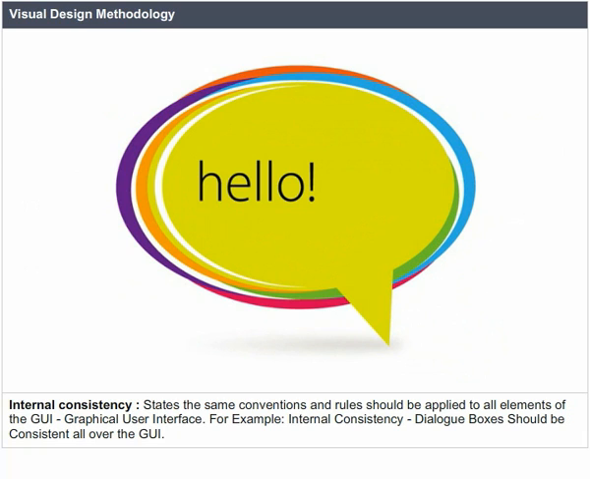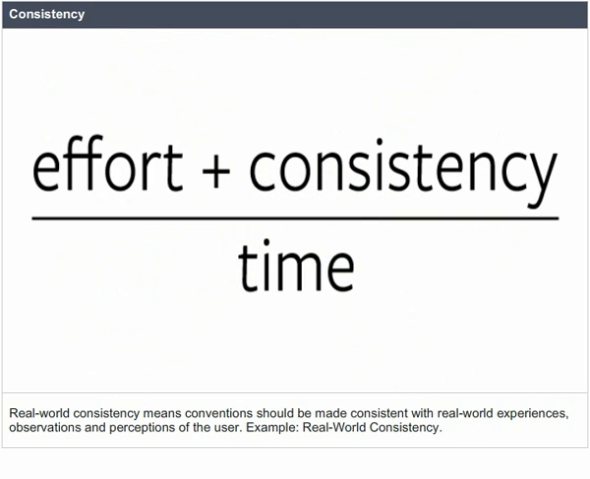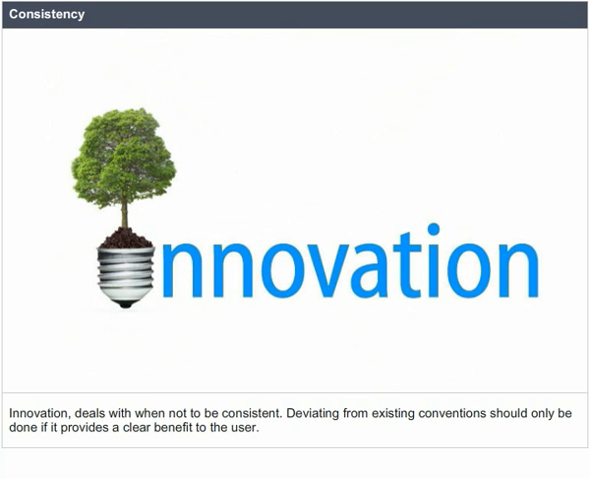External consistency: the existing platforms and cultural conventions should be followed across user interfaces. Example: external consistency for text tool icons. Real-world consistency means conventions should be made consistent with real-world experiences, observations, and perceptions of the user. Example: real-world consistency. Innovation deals with when not to be consistent. Deviating from the existing conventions should only be done if it provides a clear benefit to the user.